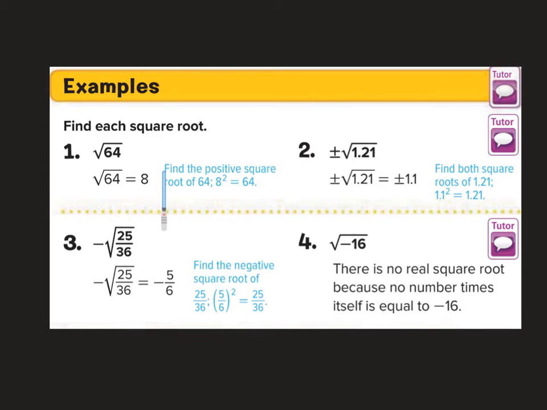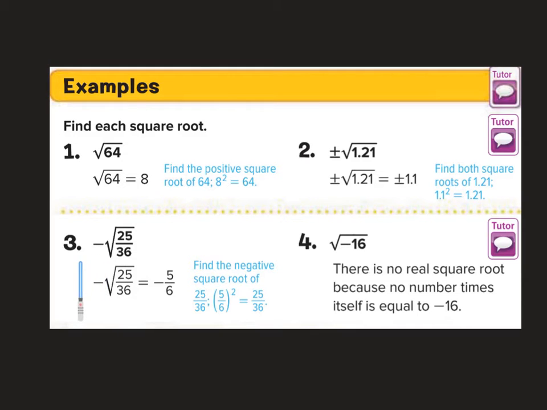So let's look at a couple examples. First of all, we're being asked to find each square root, and we're just being asked here to find the square root of 64. Well, I know that 8 times 8 is 64, so the square root of 64 is 8. We could also say 8 squared is 64. For number 2, we're being asked to find the positive and negative square root of 1.21. And the square root of 1.21 is 1.1. And since I'm being asked to find the positive and negative square root, I have to put the positive and negative sign in front of 1.1 to have an accurate answer.